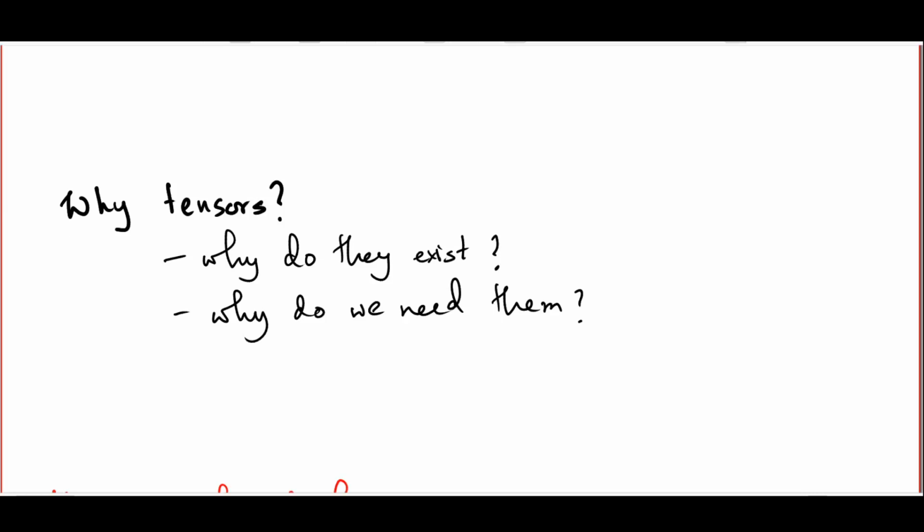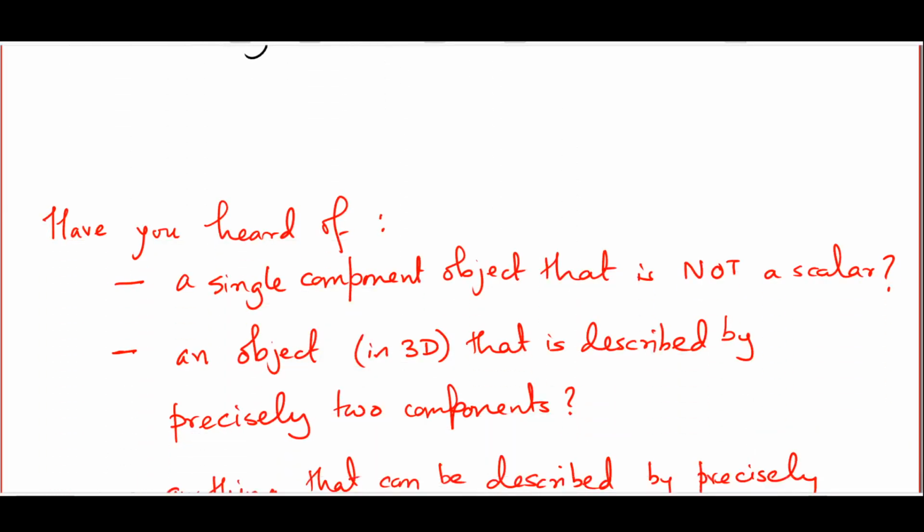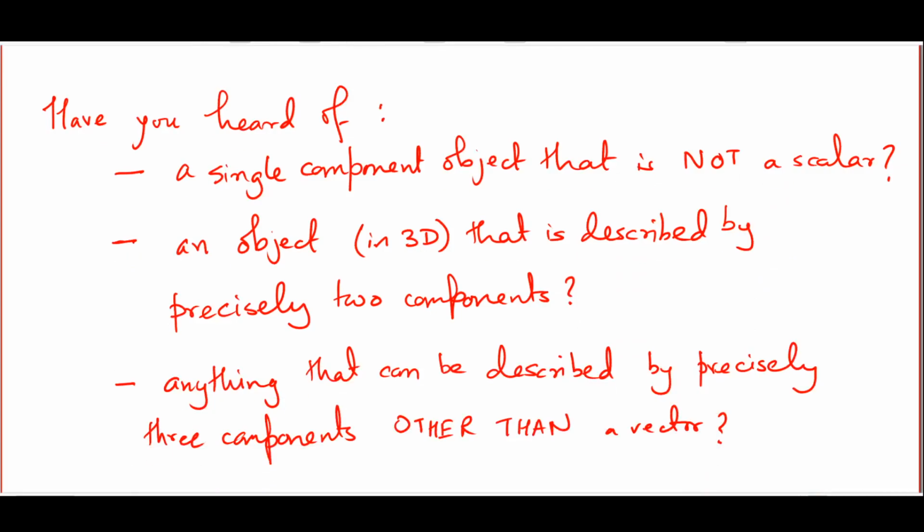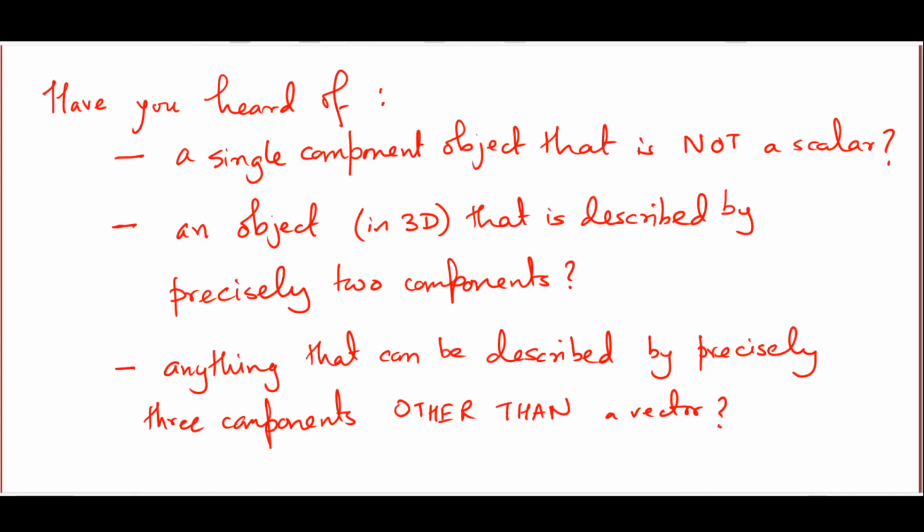So we will begin by some questions. And these questions may seem rather trivial at first, but you will realize that they are actually quite deep. So the first question is, and remember, all of these questions are in the context of rotations and ordinary 3-dimensional space. So the first question, have you ever heard of a single component object, that is an object which can be described by one single number, that is not a scalar?